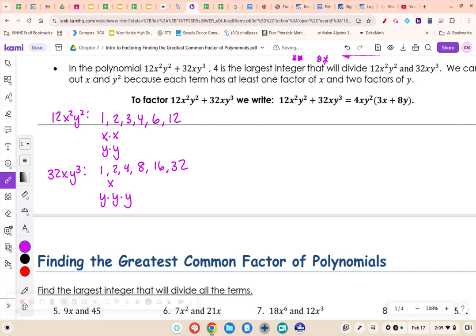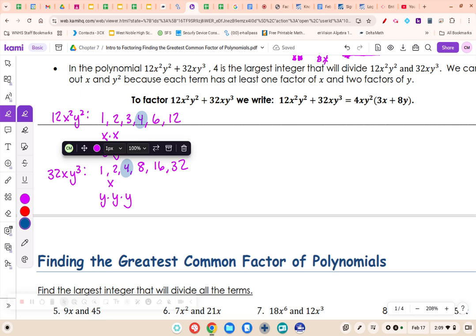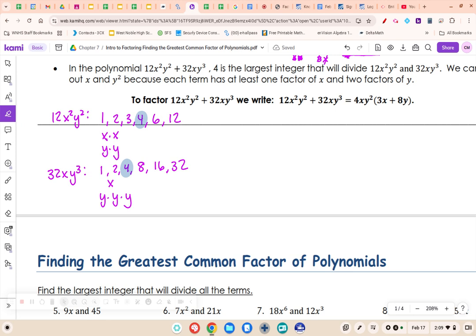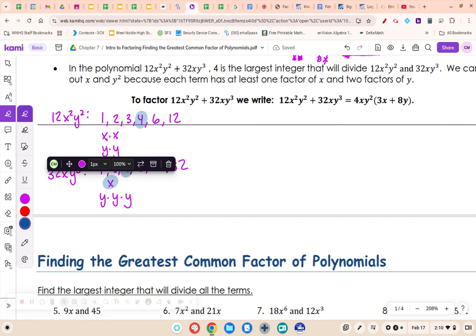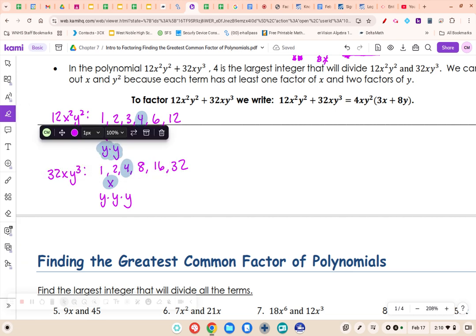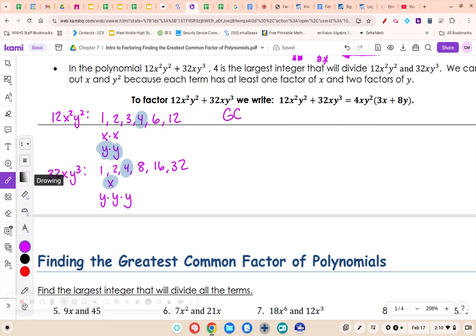Now, how do we find the GCF? You find the biggest number in both lists. 4 is in both lists. Then you figure out how many letters you can remove. Since this is our smallest amount, that's what limits us. And since this is our smallest amount, that's what limits us. That's why they told us our GCF, our greatest common factor, the biggest thing in both, is 4xy squared. That's how we got the GCF.